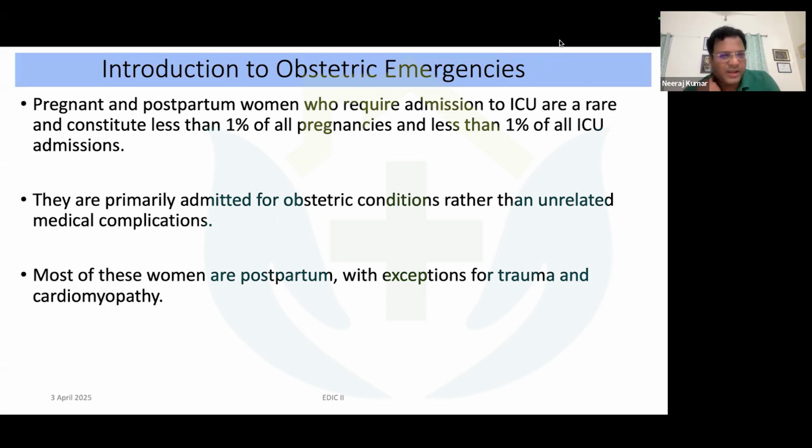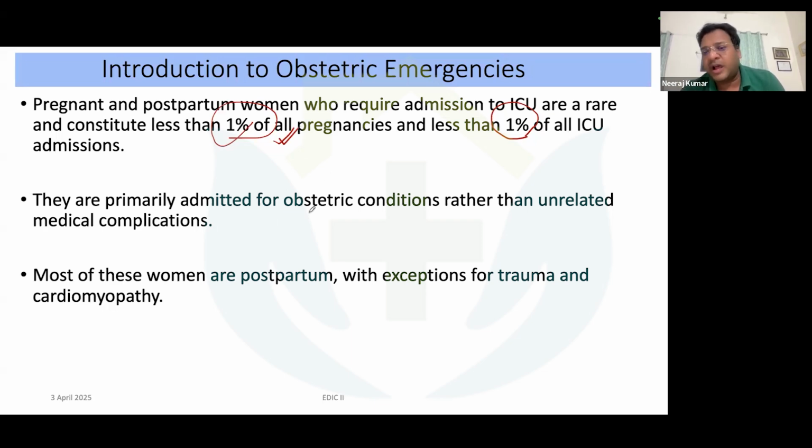Now coming to the first important thing: why these obstetric emergencies? We all know that among pregnant and postpartum women, those who require ICU admission are only 1% of all pregnancies, and less than 1% of all ICU admissions. So this percentage is very low as an incidence, but for you, the questions are very important.